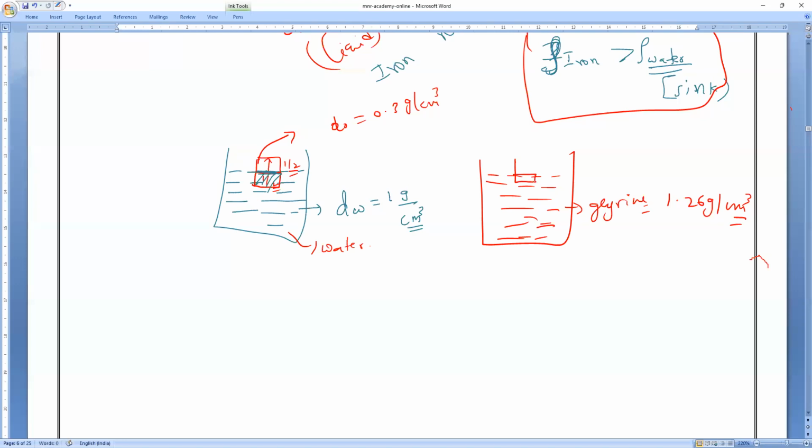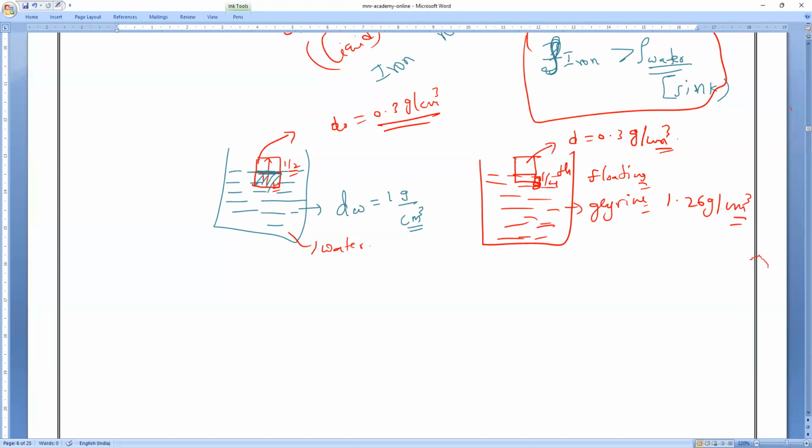Now, the same object comes in here. Here I noticed that only 1/4 of the object is floating. Now, here also the density of the substance is how much? Anybody? The density of the substance remains the same, 0.3 gram per cubic centimeter. Understand?